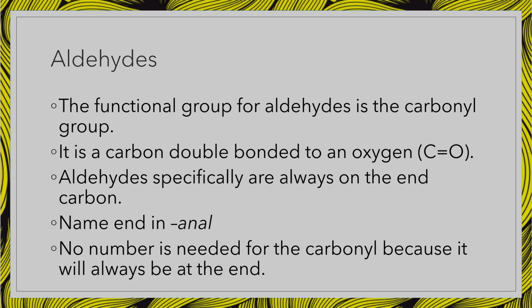Aldehydes, another functional group. The functional group for aldehydes is what we call a carbonyl group. Now, a carbonyl group is a carbon-oxygen double bond. Because oxygen has 2 bonds, nothing else comes off the oxygen. Only 2 other things can come off that carbon because it's got 2 bonds. Aldehydes specifically are always on the end carbon. So this is one of those rare ones where we don't need to number the functional group because it's at the end. And it ends in -anal. So ethanal, propanal, butanal. Again, no numbers needed because it's always at the end.